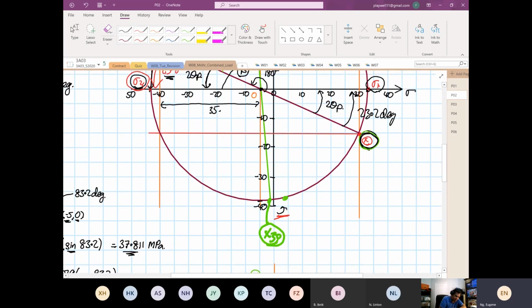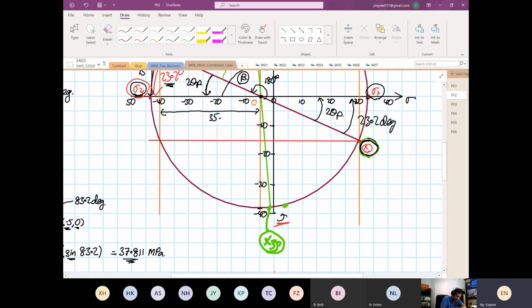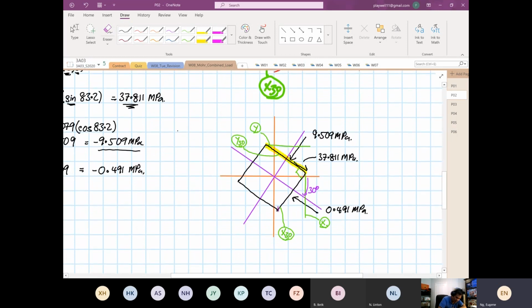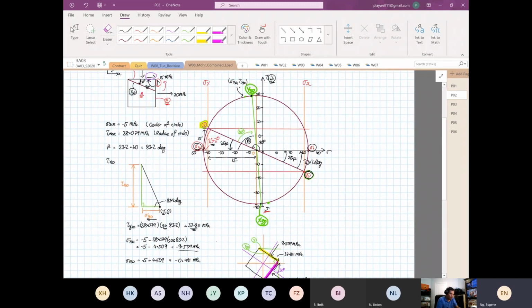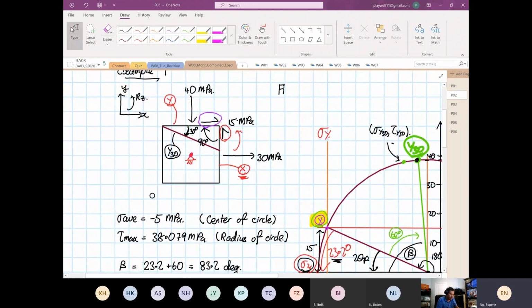Right? So let's look at X now. Okay, so X, the element has to go anti-clockwise, right? So we're going to focus on this surface over here, right? If you look at the surface over there, it has to go clockwise. The shear has to be in this direction. Okay. So that's how you draw your element rotated 30 degrees from the original stress state.